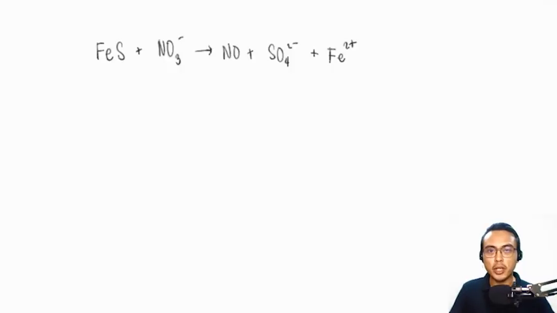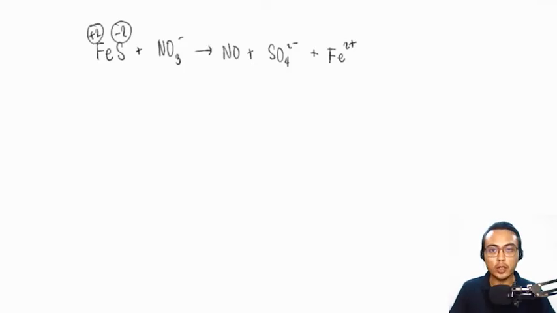Let's first determine the oxidation states of the elements we have here. Let's start with FeS. Now, sulfur here is part of the anion and sulfur is part of group 6 along with oxygen. Therefore, it would have a charge of negative 2. And based on the subscripts of iron and sulfur on FeS, whatever is the charge of sulfur should also be the charge of iron. So iron here is positive 2.